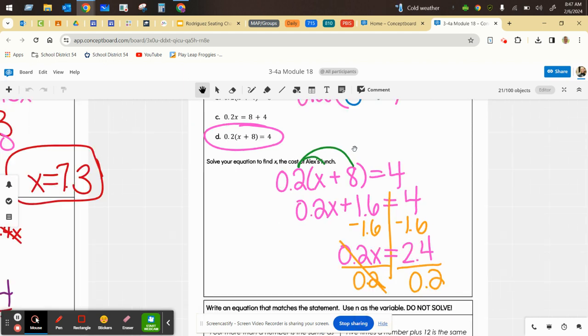Let me just zoom out. So I got x equals 12. And then don't forget our units. It's the cost of a meal, so units are dollars.